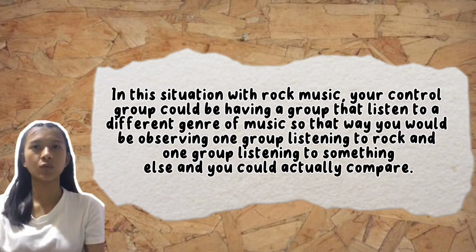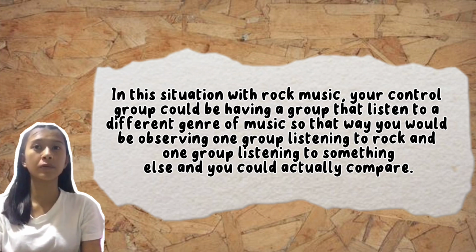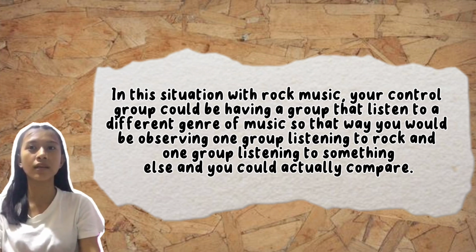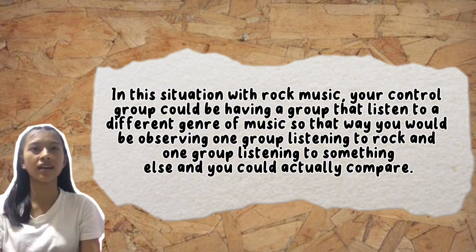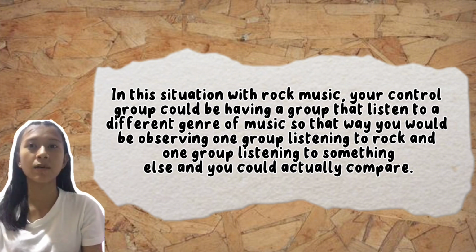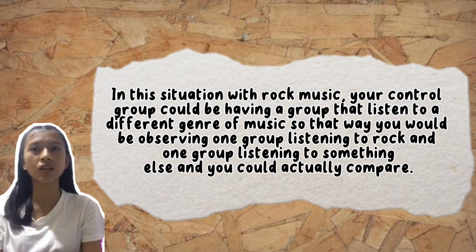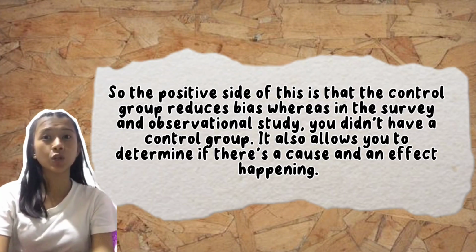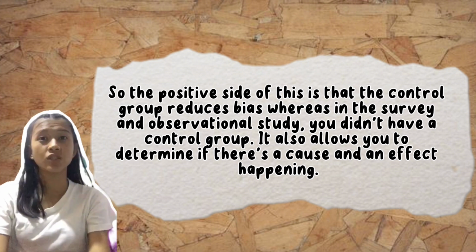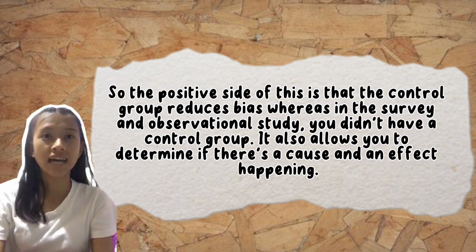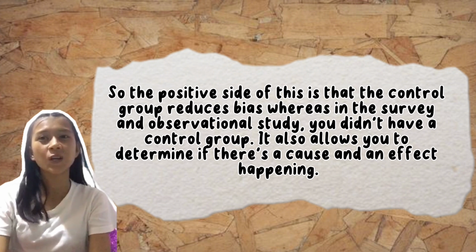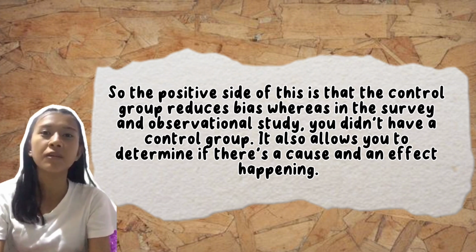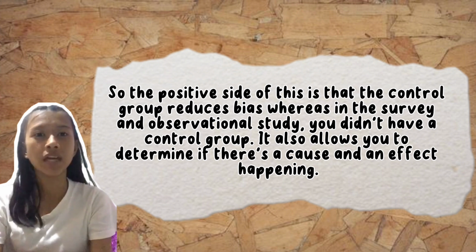In this situation with the rock music, the control group would be a group that listens to a different genre of music, so that we observe one group listening to rock and one group listening to something else, and compare. So the positive side of this is that the control group reduces bias. In the survey and observational study, we didn't have a control group. It also allows you to determine if there is cause and effect.